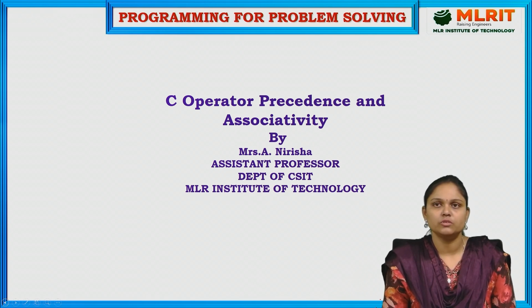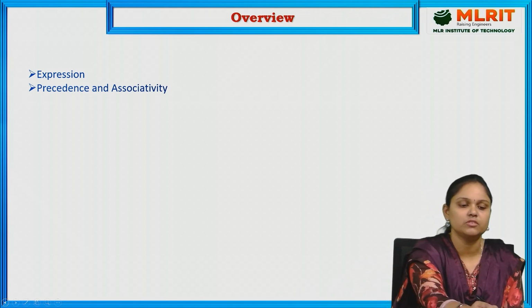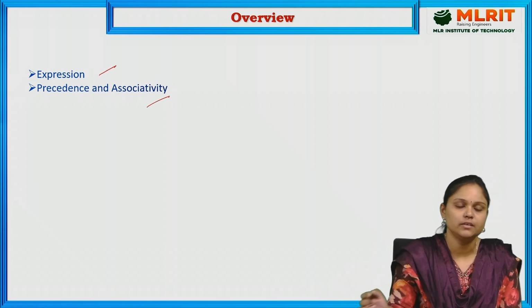Today we are going to discuss C operators, precedence and associativity. In the last class we learned about the operators. Now we are going to learn how to use those operators. The overview of this is the expression. We are going to learn about the expression and also the precedence and associativity.